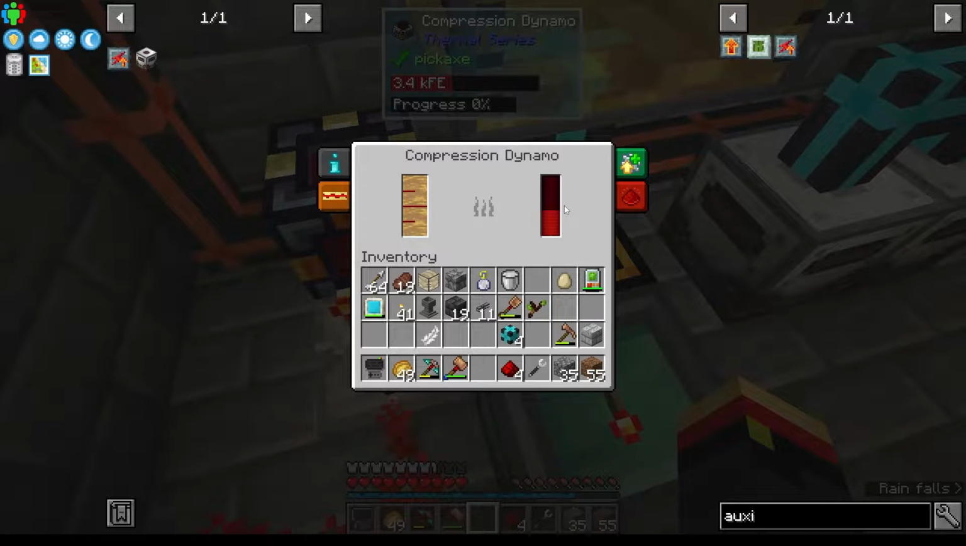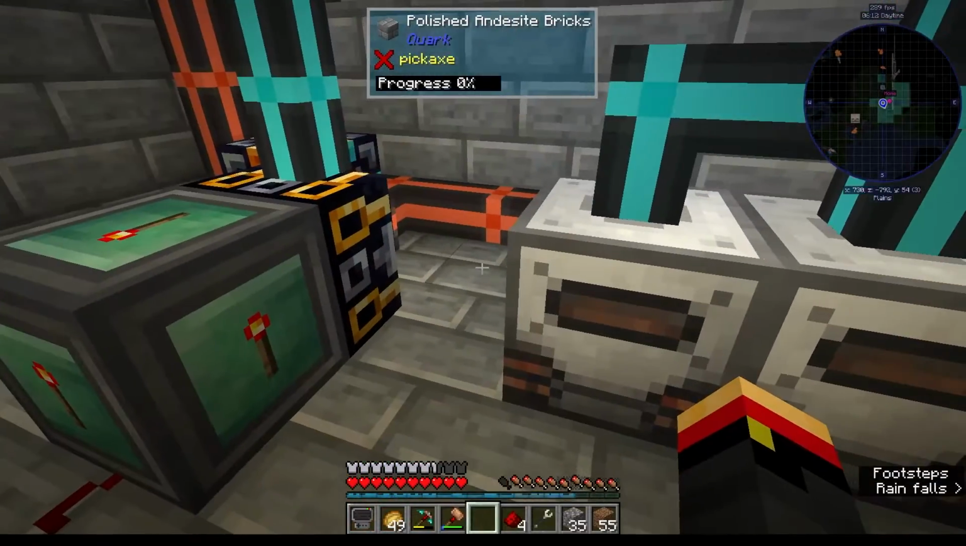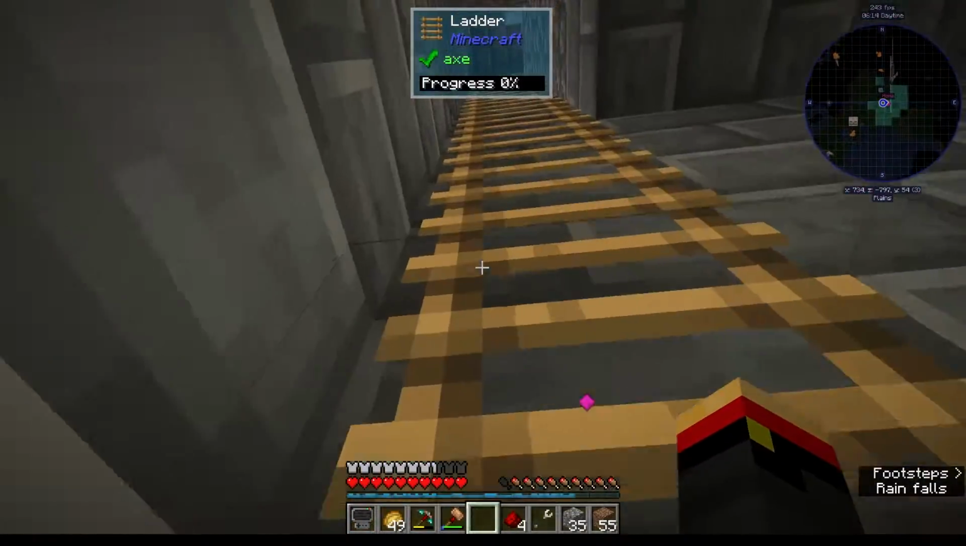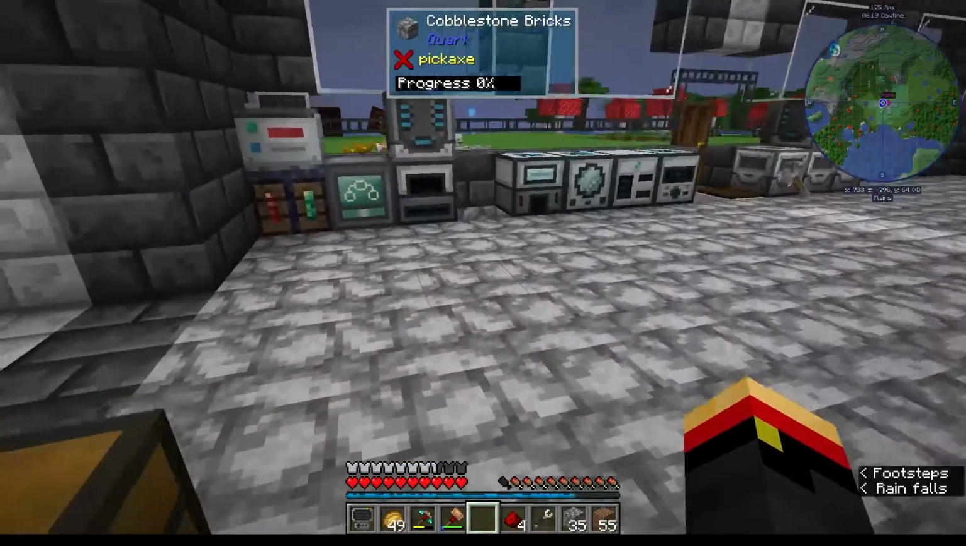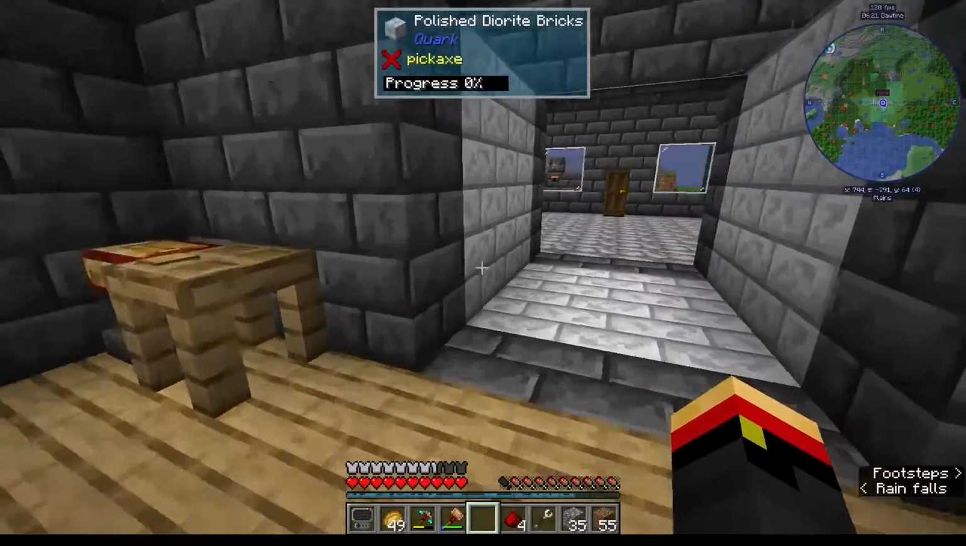to do 80 RF per tick whenever you kick in. So, which is going to be, not very often, but we'll have it if we need it.